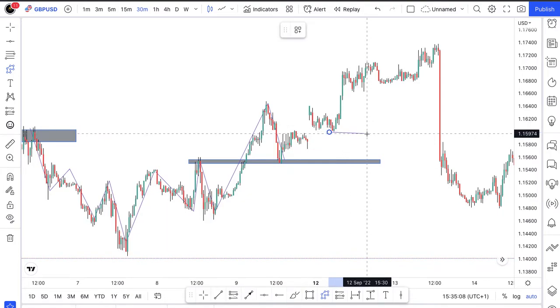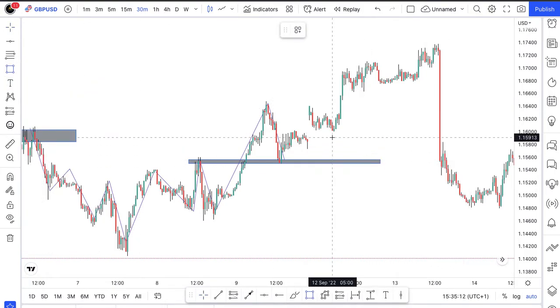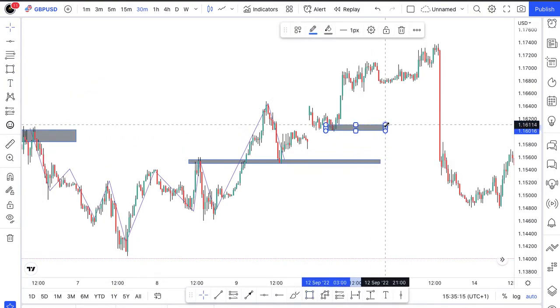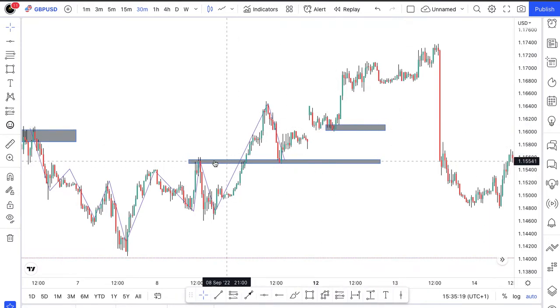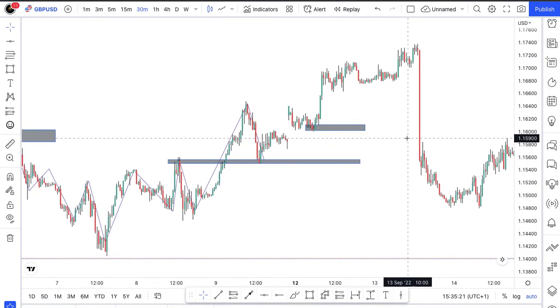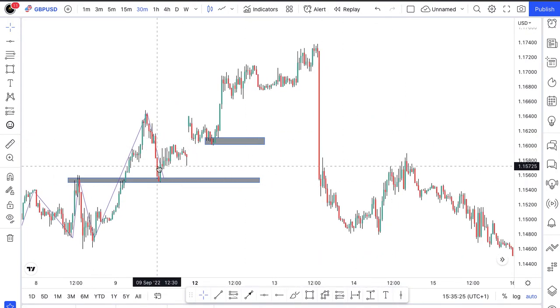Then this is another support. This is another support region here. We have one, and this is another support region here. This is resistance that was turned support. So there's a higher tendency that whenever price comes here in the future, price is going to obey.